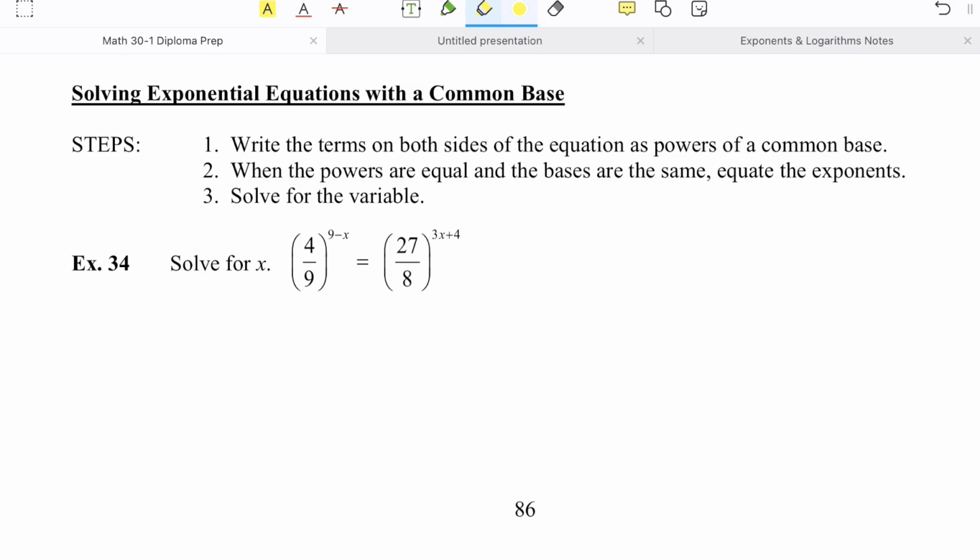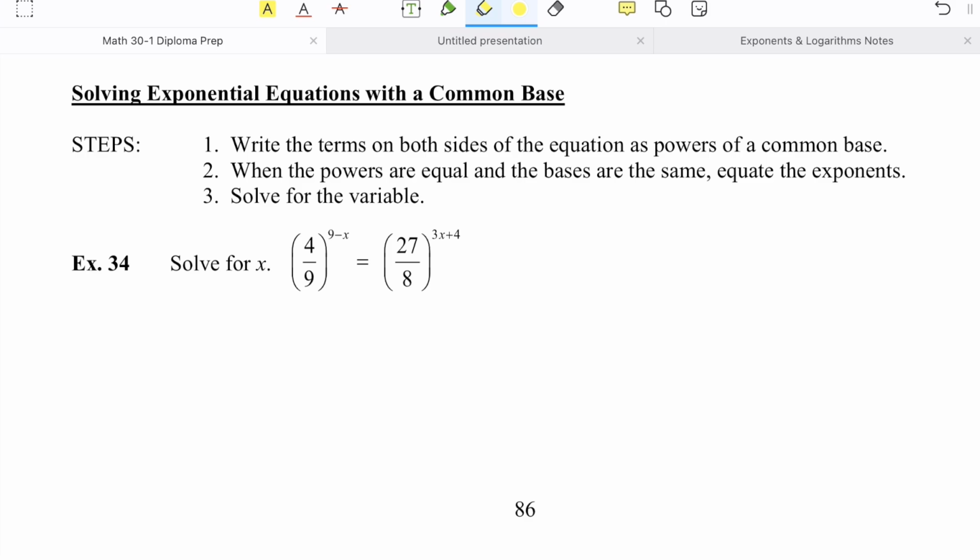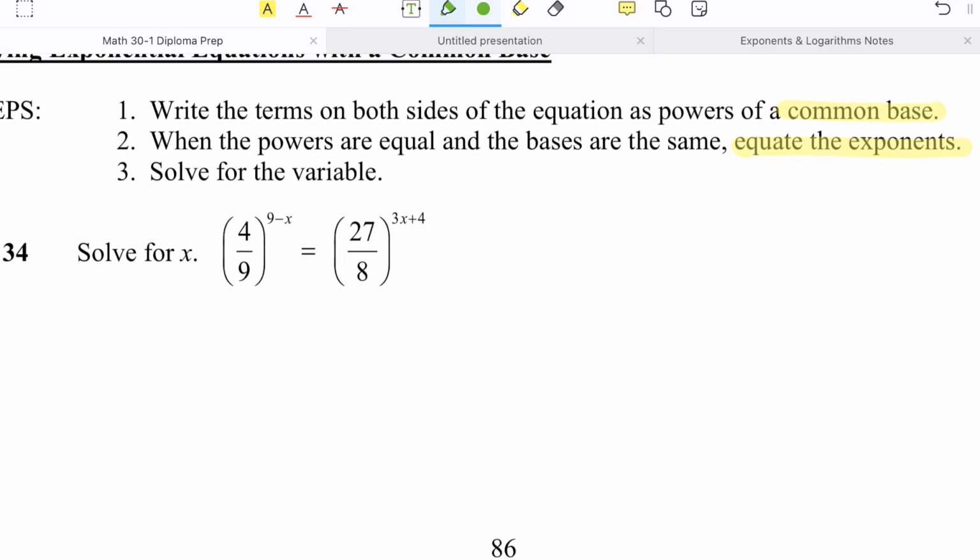The steps are given to you. So the steps are that you're supposed to write both the terms on both sides of the equation as powers of a common base. When the powers are equal and the bases are the same, equate the exponents, because that's an exponent rule, right? Solve for the variable, because that's what we're doing, right? So we need to make a common base here. I know that I can write 4 as 2 to the power of 2 and 9 as 3 to the power of 2, and 27 can be written as 3 to the power of 3, and 8 can be written as 2 to the power of 3.